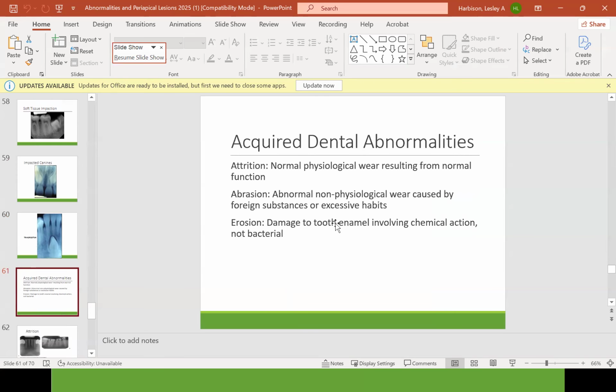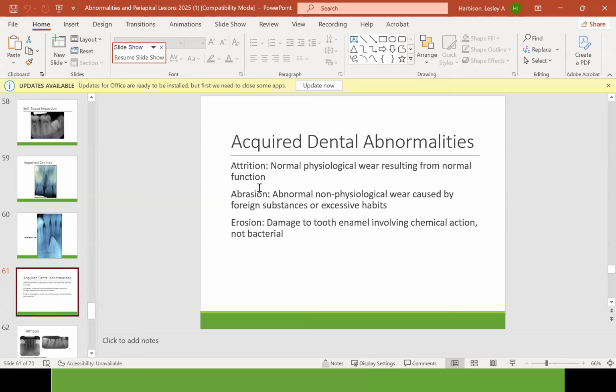Okay, slide 61, acquired dental abnormalities. So attrition, abrasion, erosion, those are all acquired. So you're not born with those. Those are just things that happen from habit. So normal physiological wear resulting from normal function, that's attrition. We all get a little bit of that at some point, through the years. You're born with mamelons, those little bumpy things, and then those go away pretty fast. That's a form of attrition.